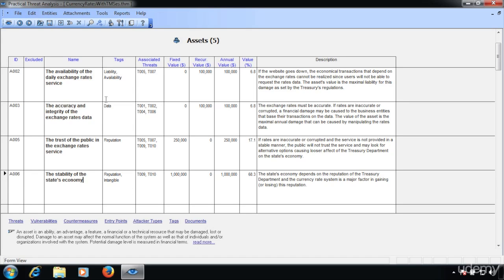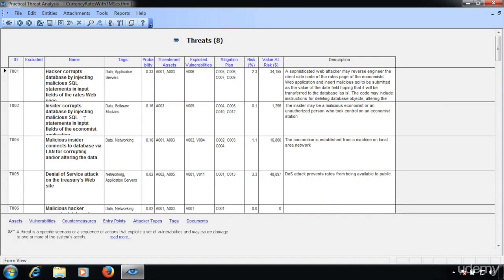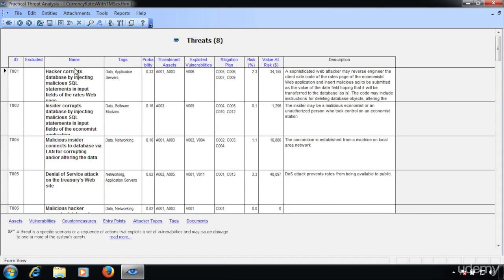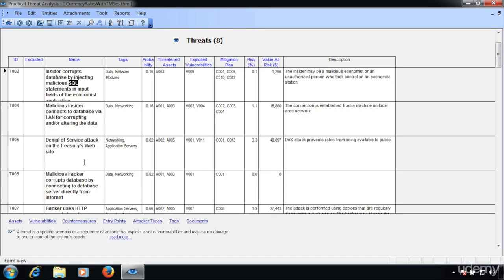All right, now let's see what are these threats, 5, 7, and 2. So we're going to go right here to the threats menu or page, and we start to read. We have threat 1 to 10. We have 10 threats, so a hacker corrupts the database by SQL injection. We have another threat, an insider corrupted database with SQL injection. Looks like we also have another insider that connects to the database via the LAN and corrupts and modifies the data. Looks like we also have a denial of service attack against our website.